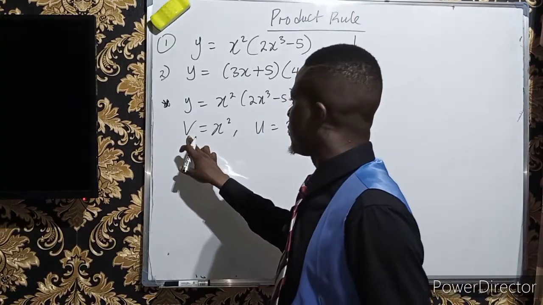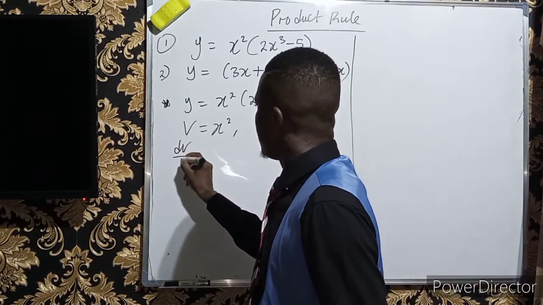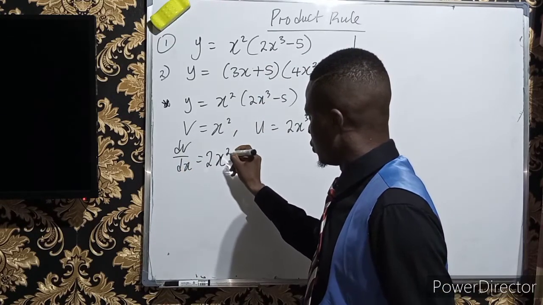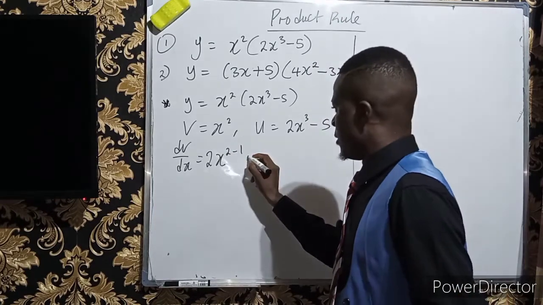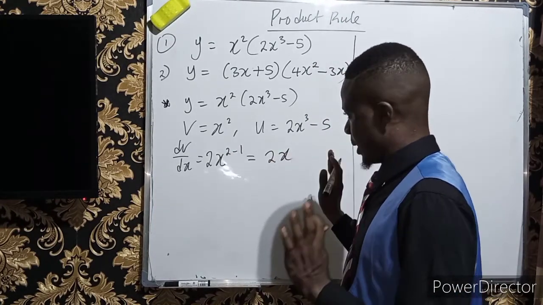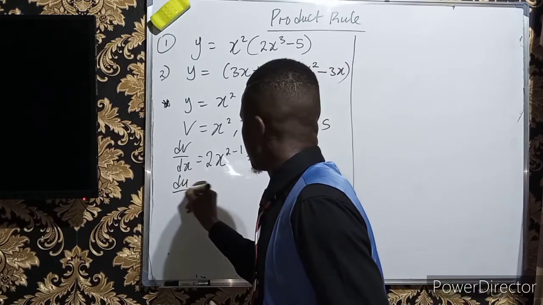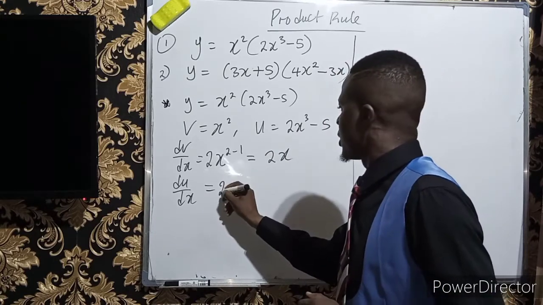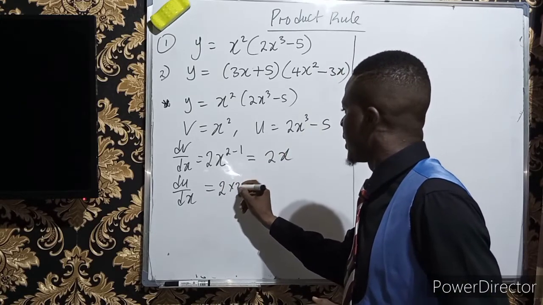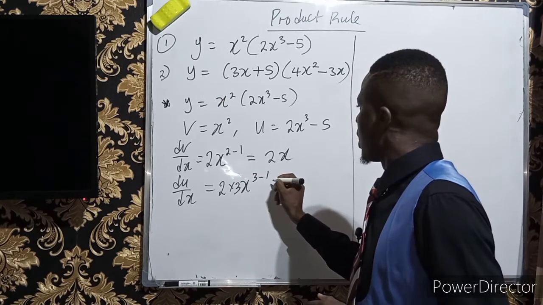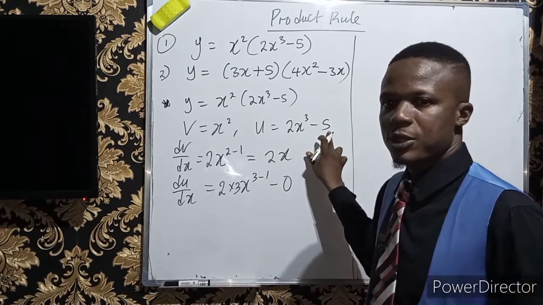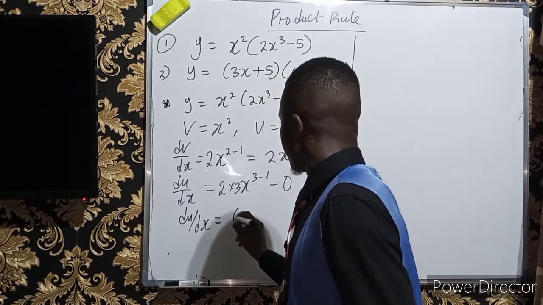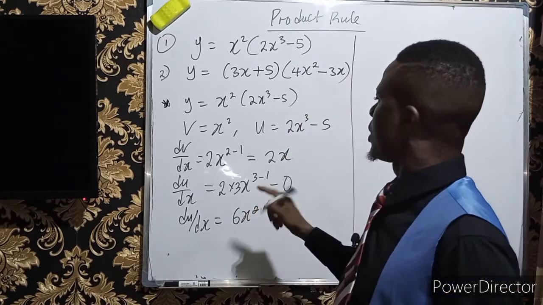Now, the derivative of v with respect to x, which is dv over dx, will just give us 2 will come to the back, so I have 2x to the power of 2 minus 1 from the formula of differentiation, and that will give us just 2x. Then let us get du with respect to x, this particular expression. Now 2 is already here, 3 comes to the back, so 2 times 3, x to the power of 3 minus 1, minus 0. Any constant to differentiate is 0. So our du dx will just give us 6x squared, because 3 minus 1 is 2.